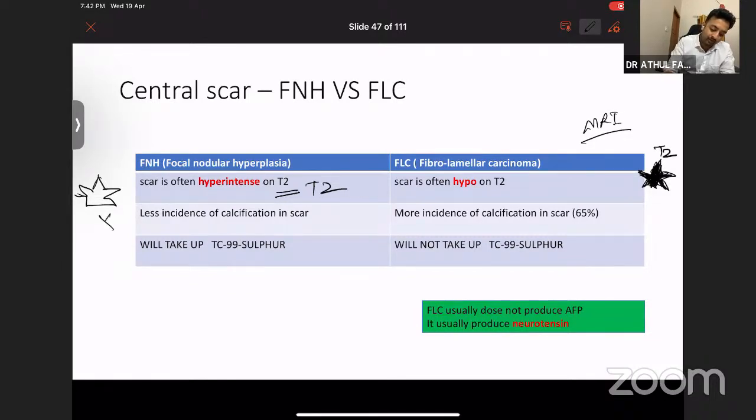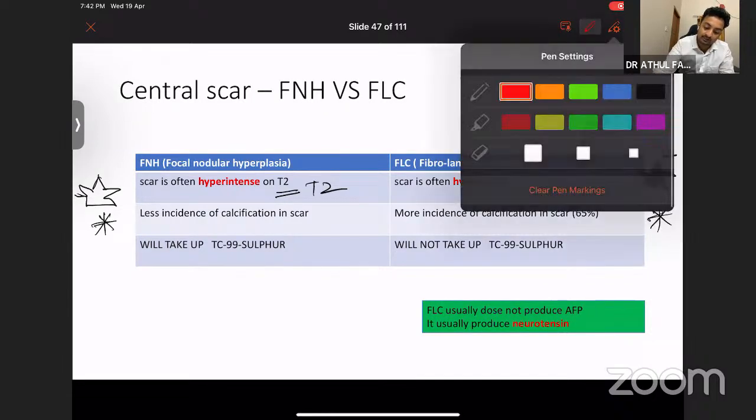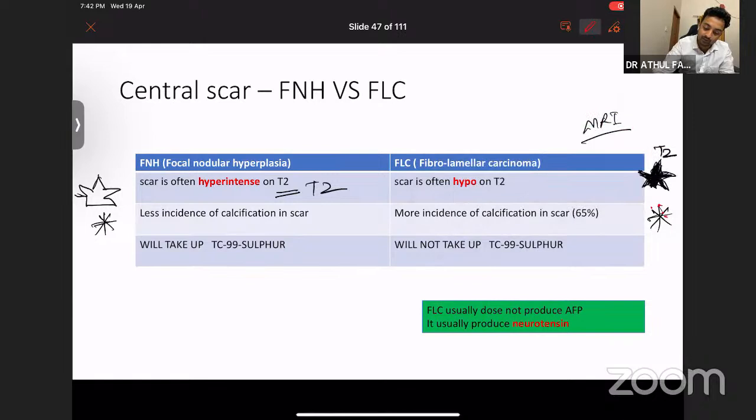And I told you there will be usually less calcification, but there can be specks of calcification in CT. So this is how CT will help you to differentiate. Okay, multiple specks of calcification can be seen in FLC.